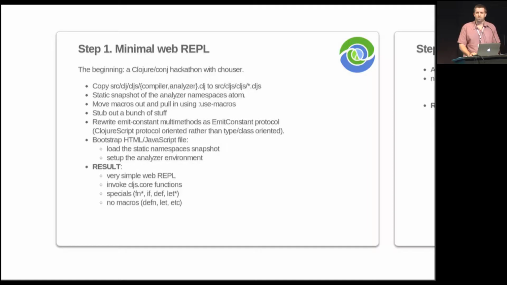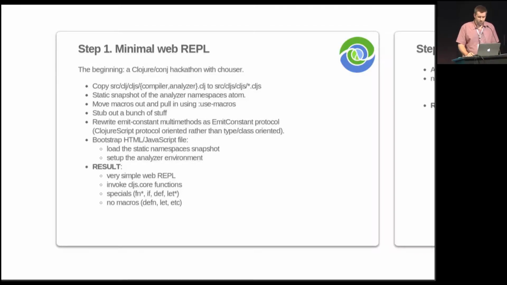Then we added a little bootstrap magic, and voila, we had a very simple REPL that could load in the browser, and we could compile forms, but it was very, very limited. I mean, it would do specials and normal forms, but it didn't have macros, so you didn't have things like defn or even fn, because both of those are macros. So you have to use fn*, which is the special form underneath it all. But that gave us hope that this is possible.